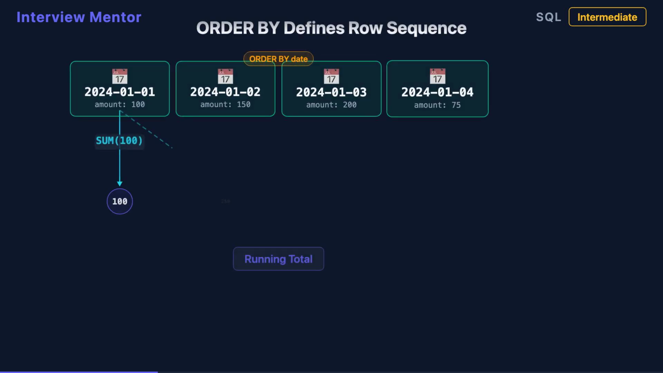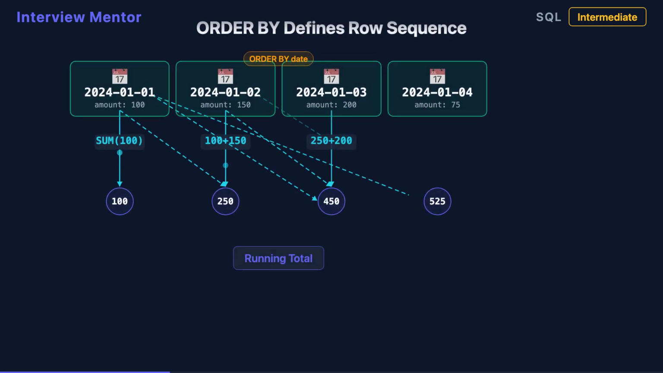The ORDER BY inside OVER is critical. It defines which rows come before the current row when calculating the sum. Without ORDER BY, you'd get the total for all rows on every line. With ORDER BY, each row sees only the rows up to and including itself. That's what makes it a running total instead of a grand total.